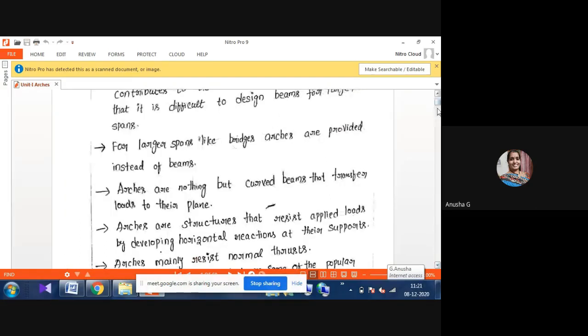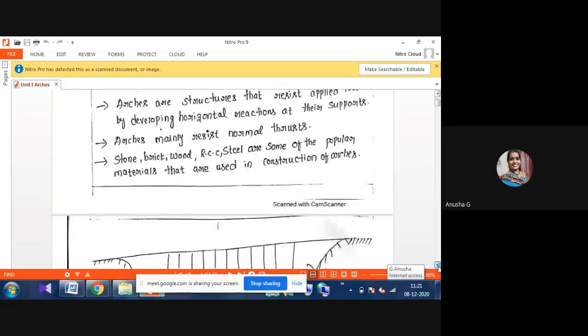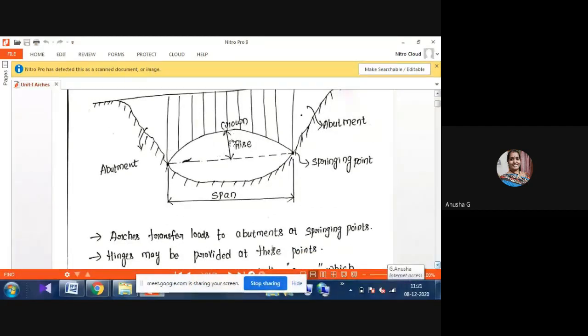crown. Sometimes they will ask what is meant by crown in arches. The maximum height of the arch is called the crown. The starting point is called the springing point; that is, the supports we call springing points. The arches transfer the loads to the abutments and springing points, and whatever load is acting will be transferred to the side columns.